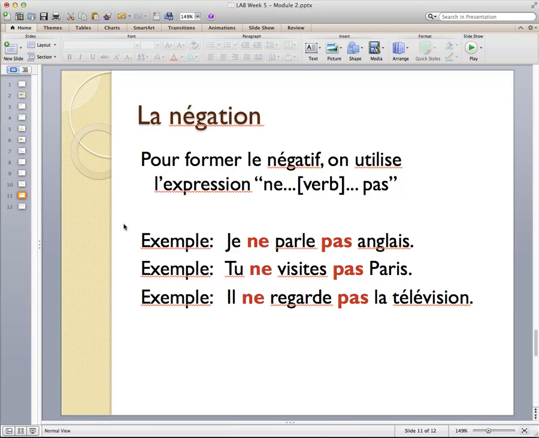Let's talk next about the negative. To form the negative, we use the expression ne and pas sandwiched around our verb. For example, je ne parle pas anglais means I don't speak English. Tu ne visites pas Paris means you don't visit Paris, or you aren't visiting Paris. Il ne regarde pas la télévision. He's not watching TV.